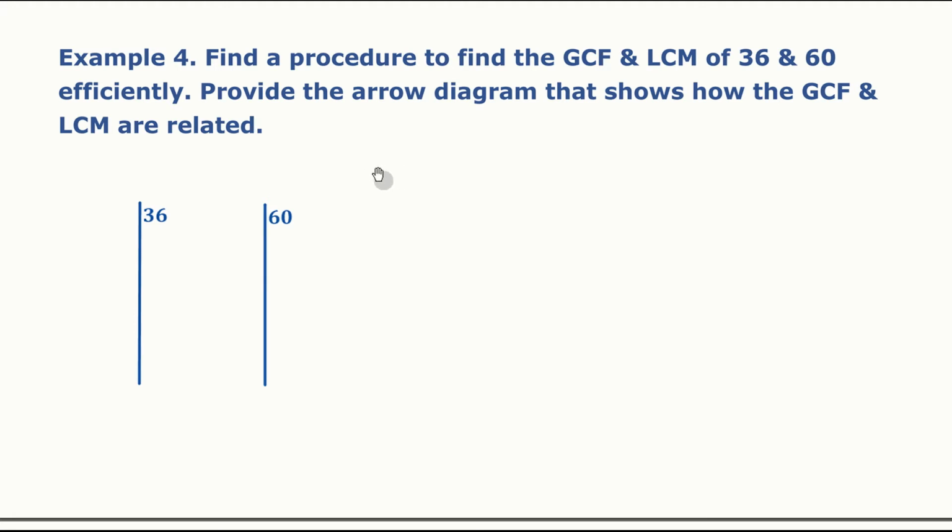All right, in this next example, we're going to try to find a procedure to find the GCF and LCM of these two numbers, 36 and 60. And then we're going to provide an arrow diagram that's going to show the relationship between the GCF and the LCM. Do try to do this on your own. I think you will be able to handle this, but do come back to check to make sure we're on the same page.